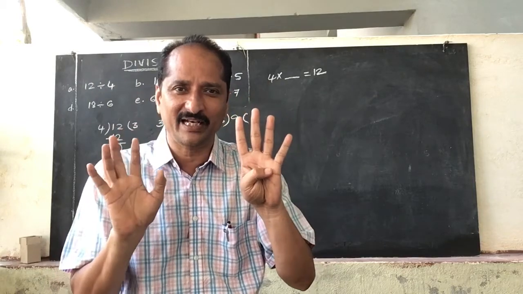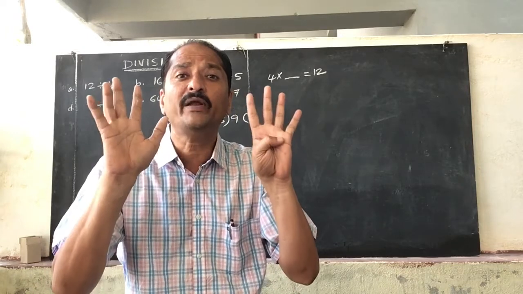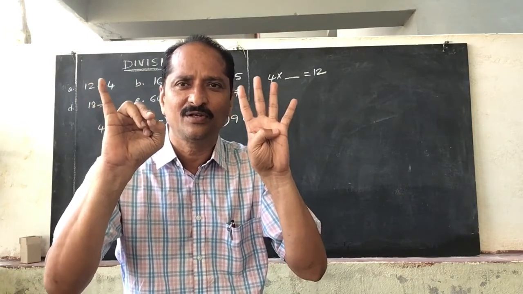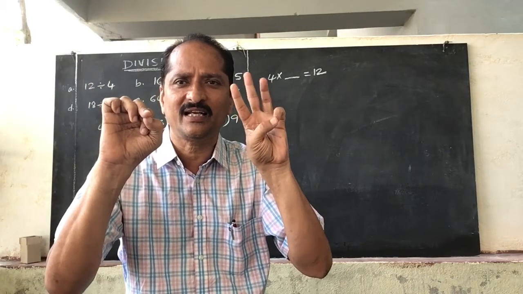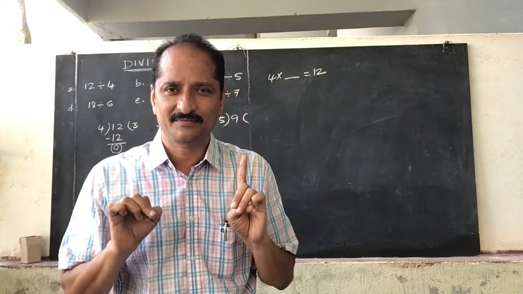Okay, one 5 is there in 9. How many 2's are there in 9? One 2, another 2, another 2, 3, 4 2's. In 9, 4 2's are there.